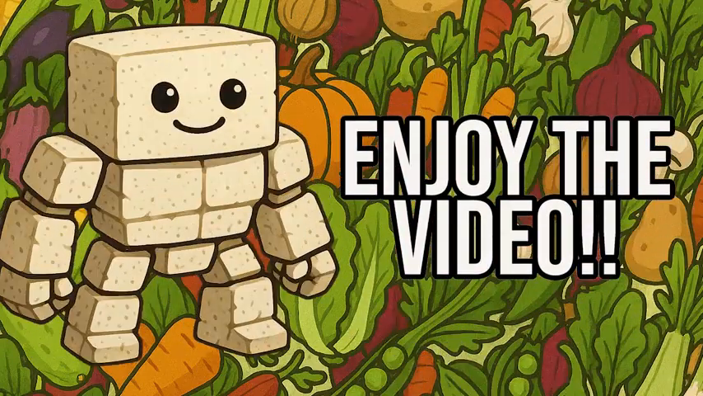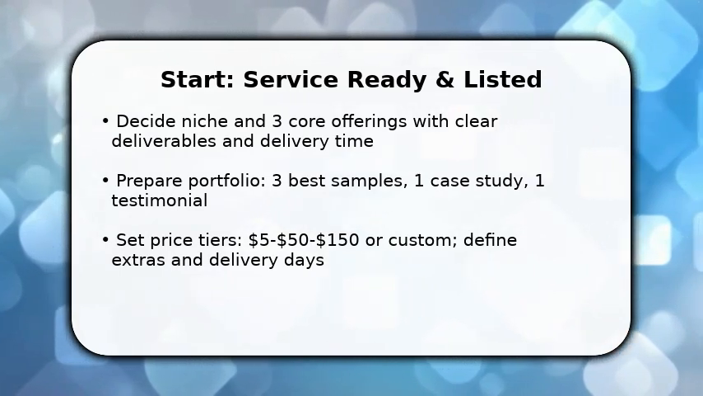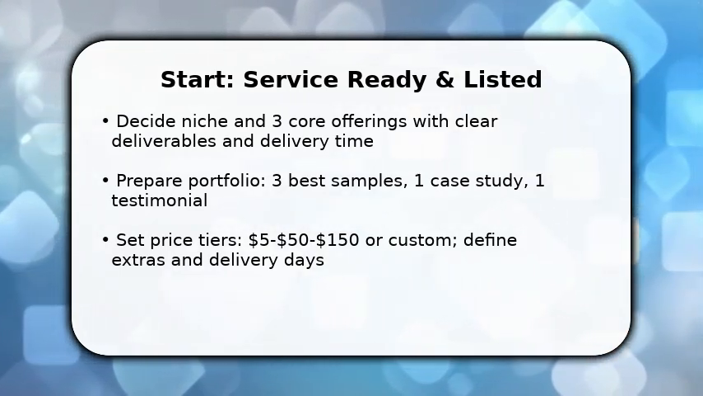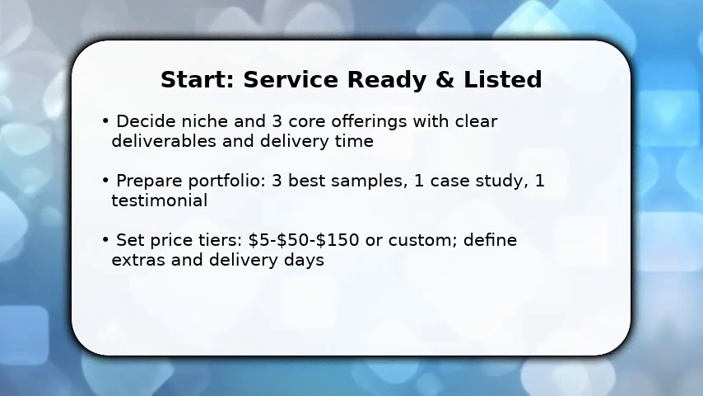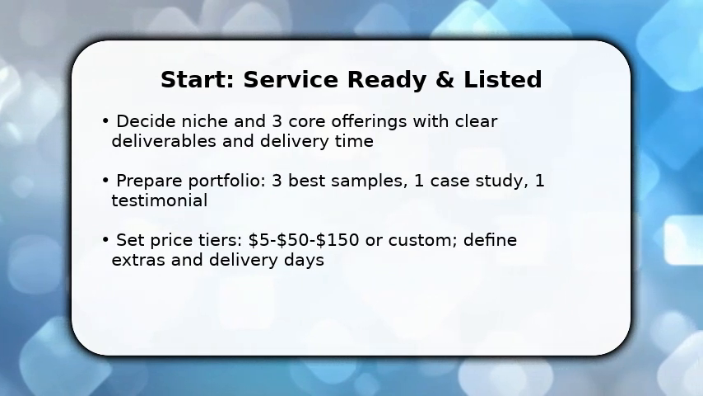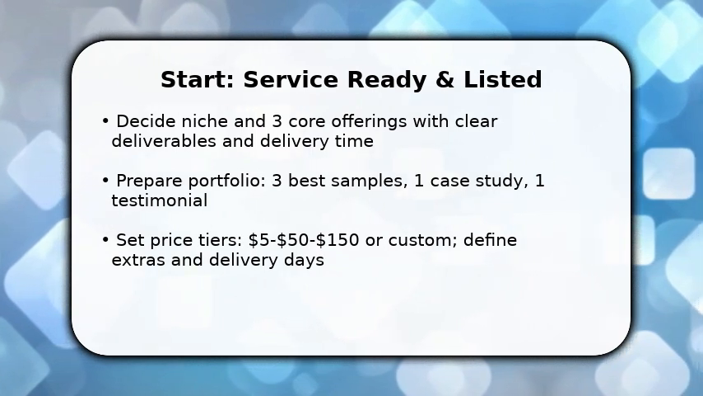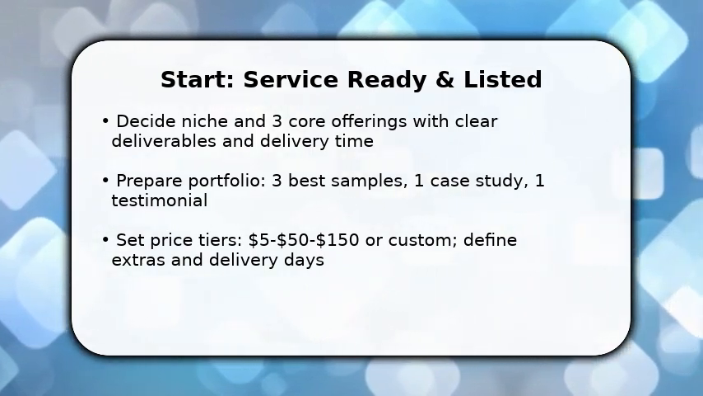Please enjoy the video. You start by locking the service scope and immediate assets so you can publish today. Open your Fiverr seller dashboard, choose the correct category and subcategory, and select a concise gig title. Once done, upload 3 portfolio pieces and write a short 1-paragraph gig overview that answers who, what, and when.